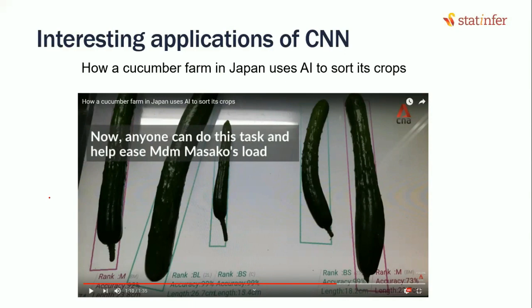So this guy is from Japan. He has used CNN for cucumber classification. So this is rank M cucumber, rank BL, rank BL. Basically, previously people manually used to classify these cucumbers one by one. Now you just put them on a belt or somewhere, then automatically this classification will be done. Automatic sorting will be done. It can be used as simple as this application, or it can be used for larger applications as well.